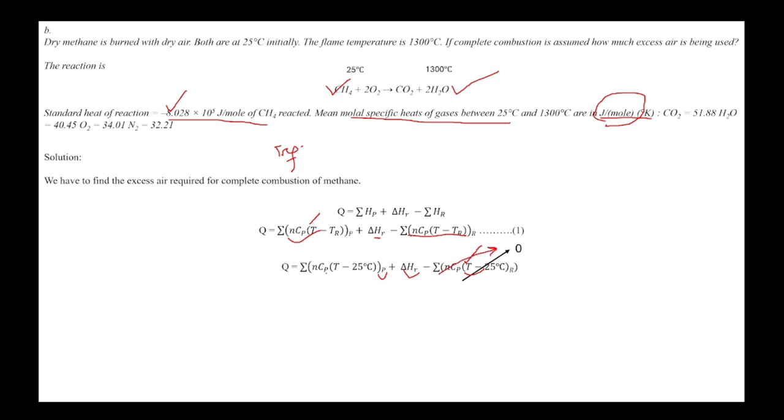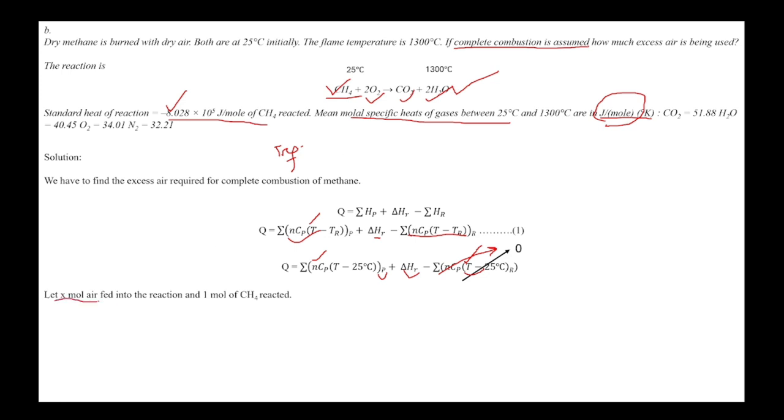So Q is equal to n Cp delta T of product plus standard heat of the reaction. We have to calculate n, the number of moles of each component at the product, because the reactant side is 0. For the product side we will calculate the moles of each component. At the product we have CO2, H2O, and leftover O2. But CH4 is not there in the product because complete combustion is assumed. No methane is left.